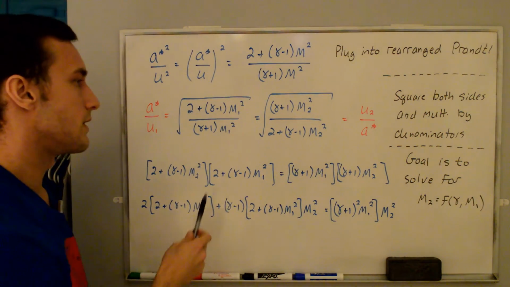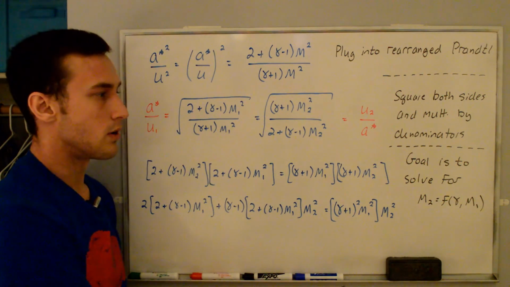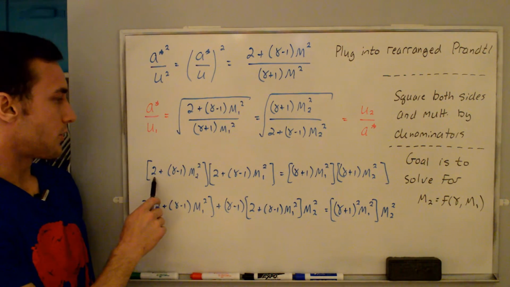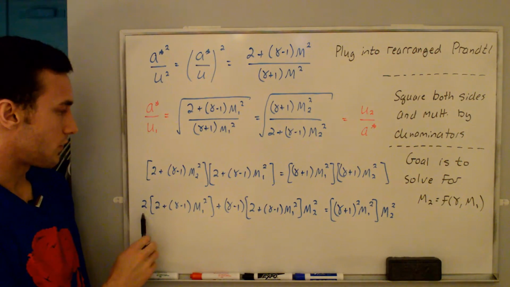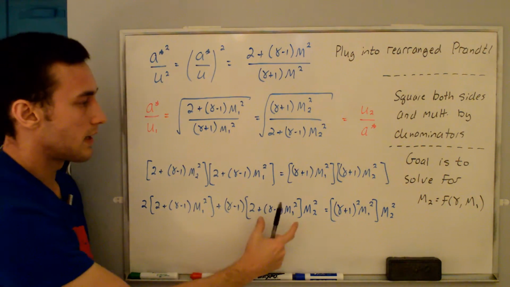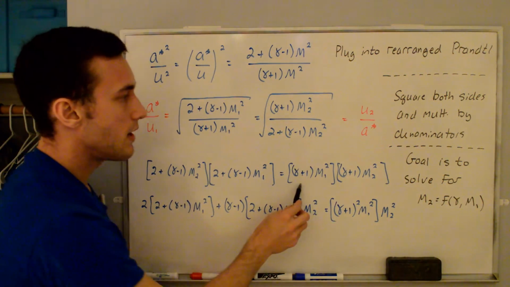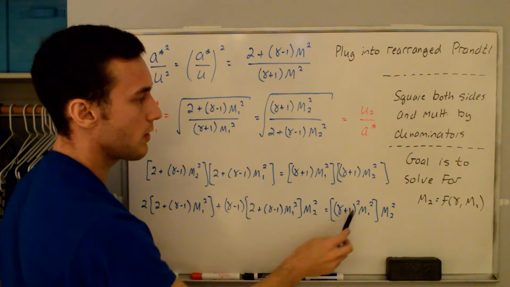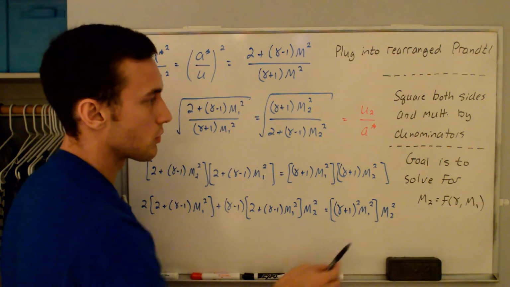And now the goal is to solve for the Mach number at state 2, so the downstream Mach number, and it's going to be a function of gamma and m1. So I'm going to distribute through this 2 to this term, and then this gamma minus 1 m2 squared to this term. So that's why we have this 2 times that term, plus gamma minus 1 times that term, and I'm pulling that m2 squared out here because the goal, again, is to solve for m2. Same over here, we're multiplying these two terms together, so we have this gamma plus 1 in both terms, so that's gamma plus 1 squared, m1 squared, and then we keep that m2 squared outside of this just because we're trying to solve for m2.